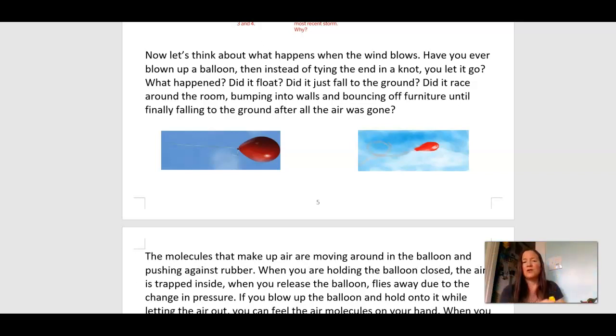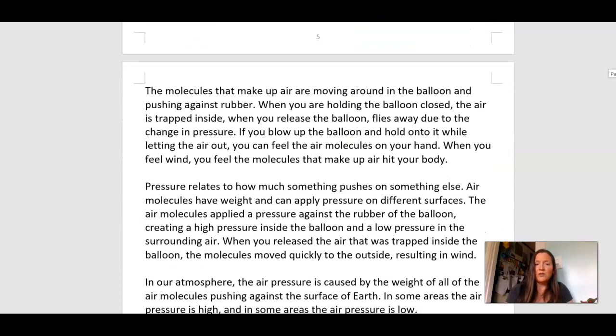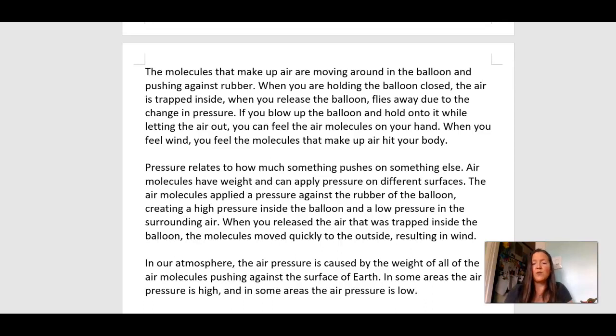All right, so what happened? I filled up my balloon with air molecules, and from our previous units, we know that molecules take up space. And when air molecules are trapped inside this balloon, you could see that because the balloon got bigger, right? It was holding the air molecules. But the thing about the air molecules inside the balloon versus outside the balloon is that inside the balloon, they were kind of like an air parcel. So inside the balloon, we had an area of higher pressure. And outside the balloon, we had an area of lower pressure.